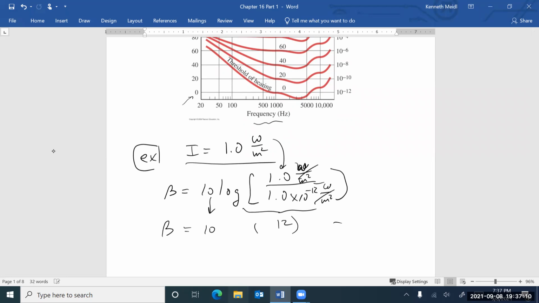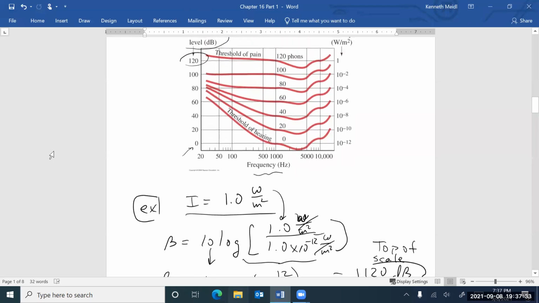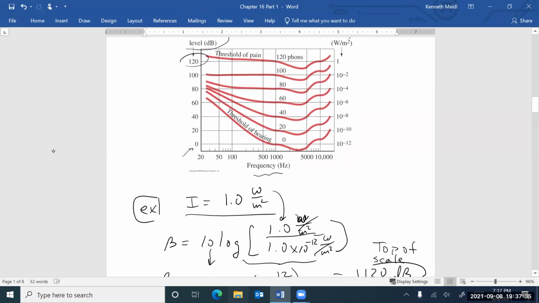So 10 times 12, and that puts you at about 120 decibels. This is kind of the top of the scale. Now there are noises that probably can get much louder than that, maybe something like the space shuttle taking off, certain explosions or something like that. I think this is probably pretty good, what we see in the textbook here, that most of the sounds that we would consider normal are falling in this range, 0 to 120 decibels or so.